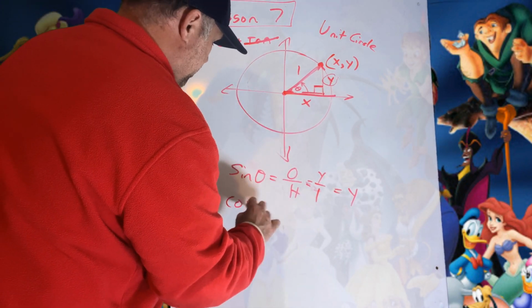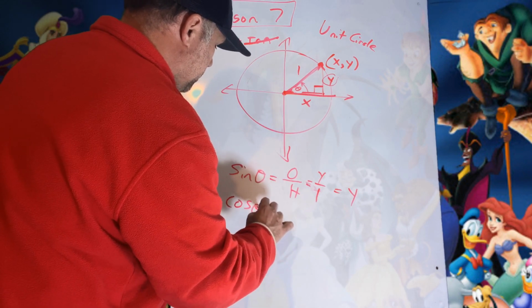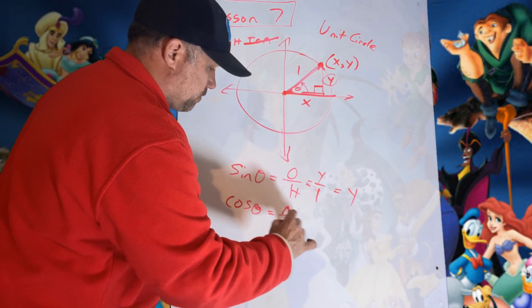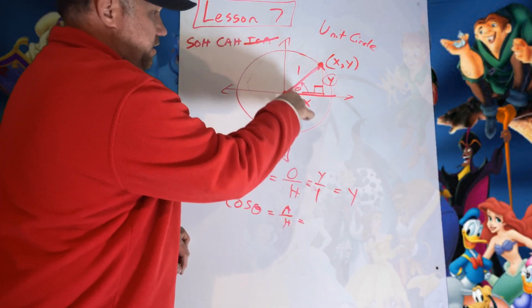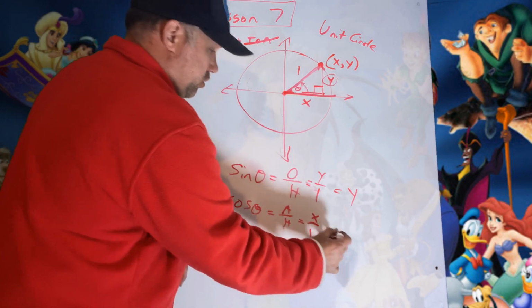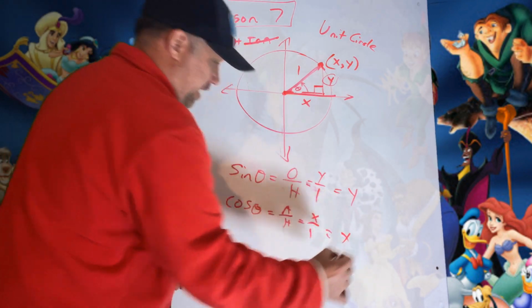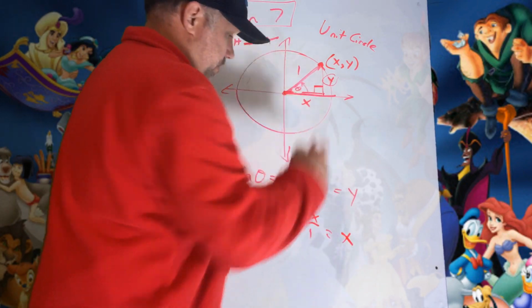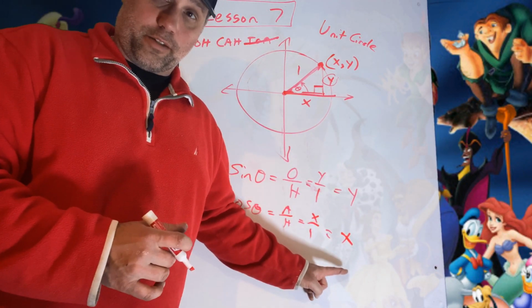So if I want to do the cosine of theta, cosine is adjacent over hypotenuse. Adjacent to theta is x. The hypotenuse is 1, so I get x over 1, which is x. So that's telling me that the cosine of theta is equivalent to my x value.